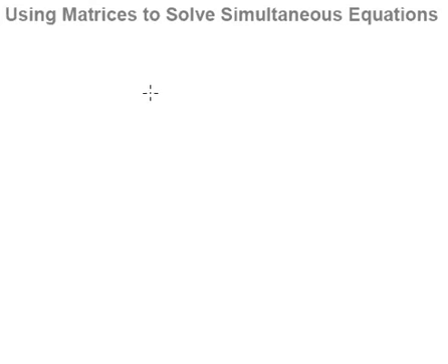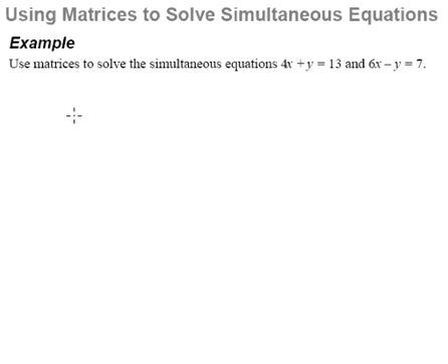Now that we have learned so much about matrices, it's about time we find out how we apply matrices to solve questions like simultaneous equations. Okay, let's take a look. In this example, we're supposed to use matrices to solve the simultaneous equations 4x plus y equals 13 and 6x minus y equals 7.